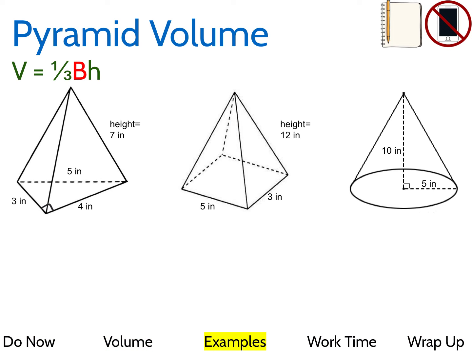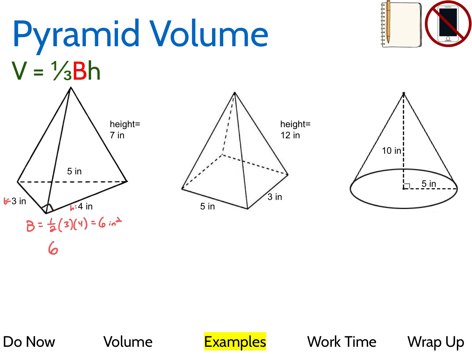So in the first one, if we look at the base here, the base is a triangle. So in order to figure out the base area, we have to do 1/2 little base times height. So little base could be 3, little height would be 4, because they're perpendicular to each other. So 1/2 times 3 times 4, we get 6 square inches for the base. So we're going to use that in our calculations.